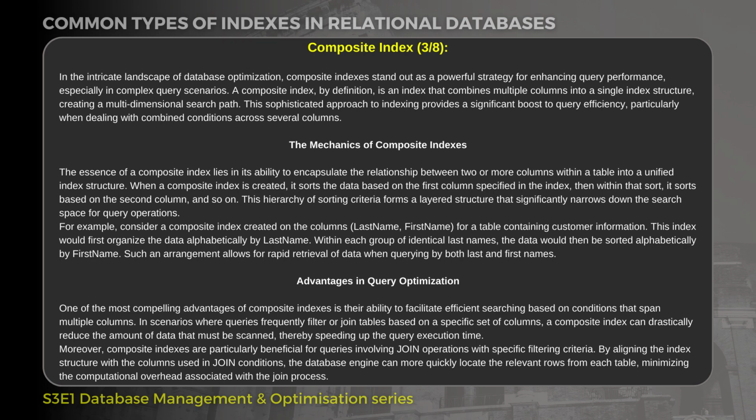Moreover, composite indexes are particularly beneficial for queries involving join operations with specific filtering criteria. By aligning the index structure with the columns used in join conditions, the database engine can more quickly locate the relevant rows from each table, minimizing the computational overhead associated with the join process.